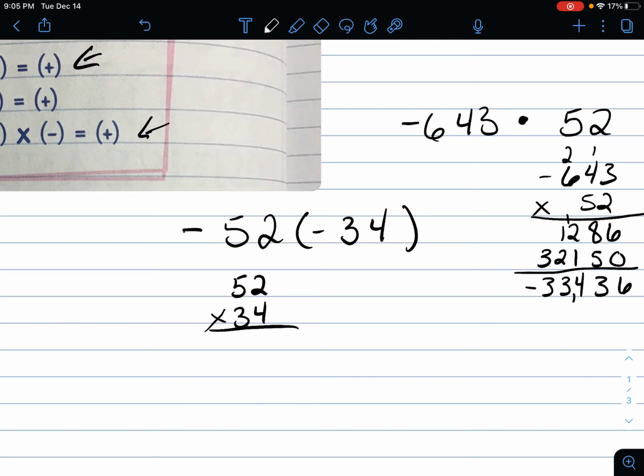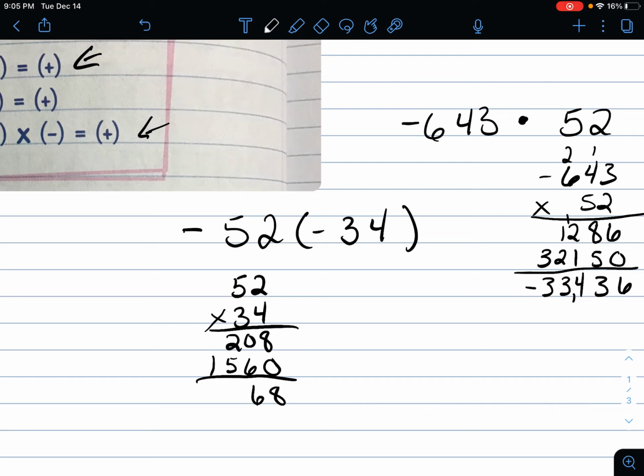So once again, I set them up. I'm going to multiply 52 by 4, which is in the 1 spot, and then I'm going to multiply 52 by 30. So 4 times 2 is 8. 4 times 5 is 20. Okay, now we bring down our 0 because we're moving to the tens place. 3 times 2 is 6. 3 times 5 is 15. Add these together. 8 plus 0 is 8.